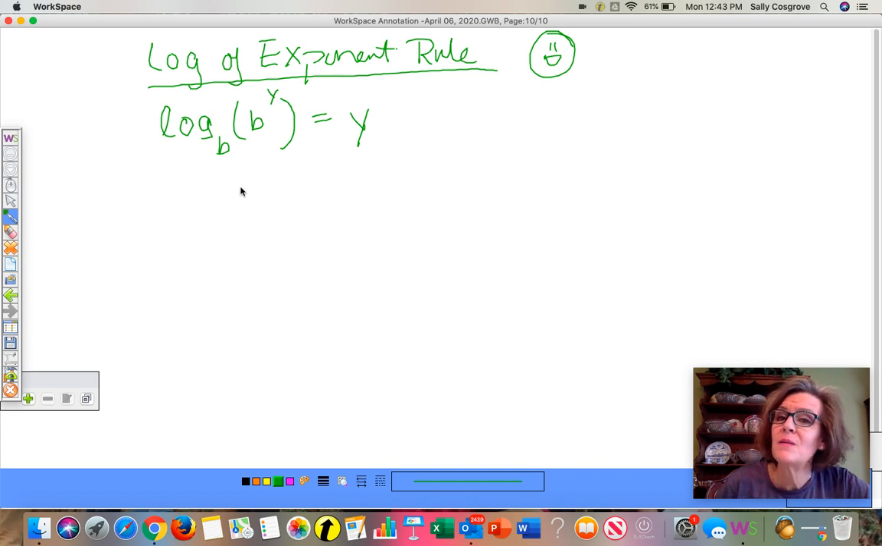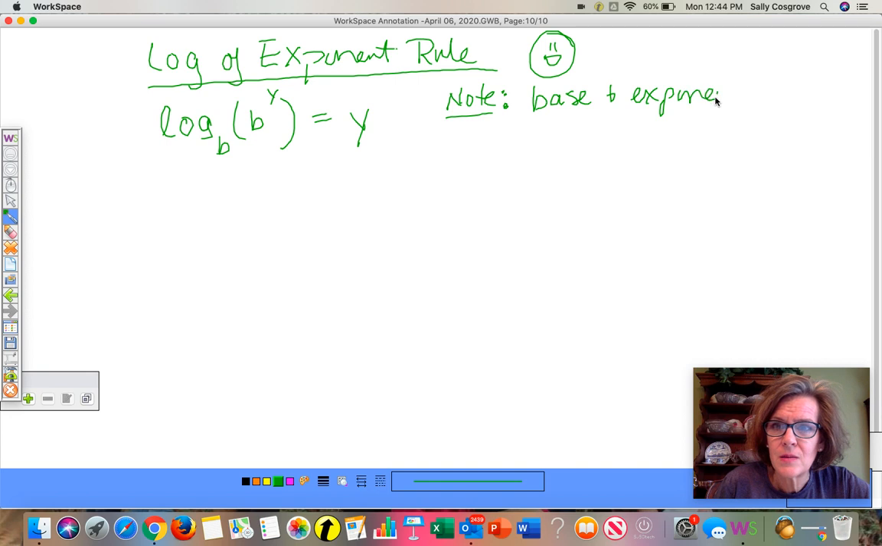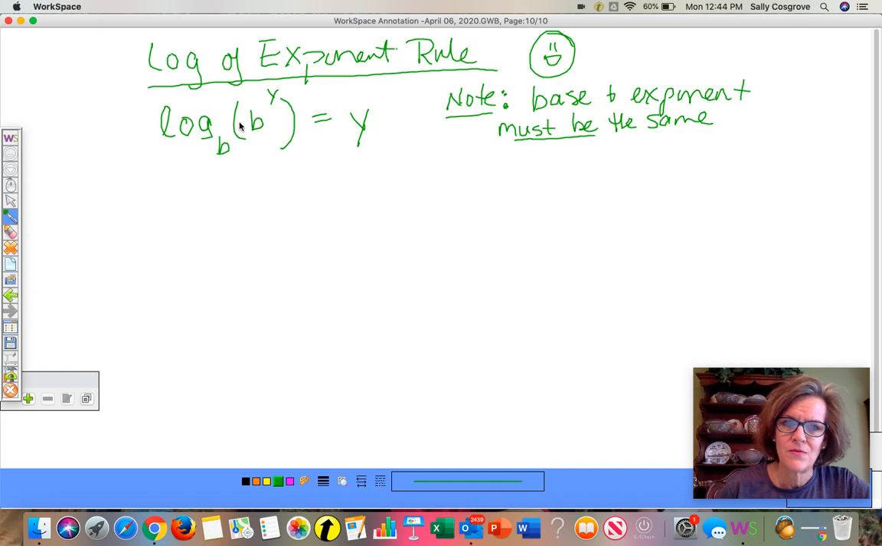Notice something. This is something we haven't seen. The base and the argument are the same number. Okay, so that's important. Whatever value it is, note, for this to be true, because b and b are the same, the base and the exponent must be the same for this to be true. Not can be, must be.